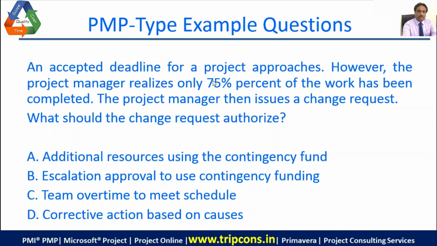An accepted deadline for a project approaches, however the project manager realizes only 75% of the work has been completed. The project manager then issues a change request. What should the change request authorize?